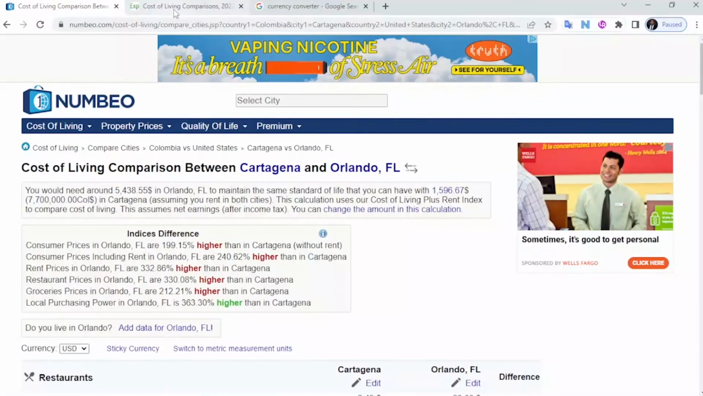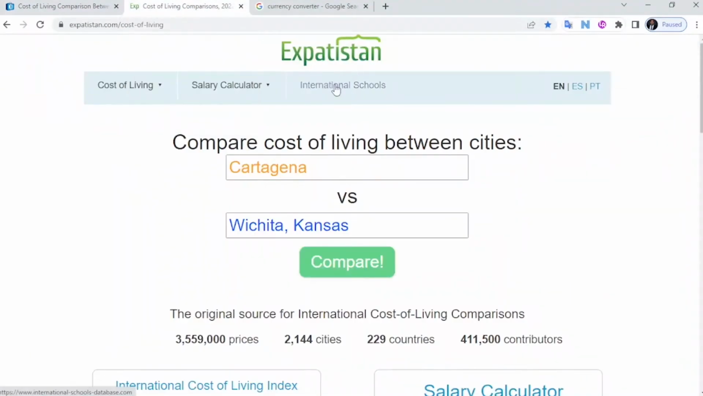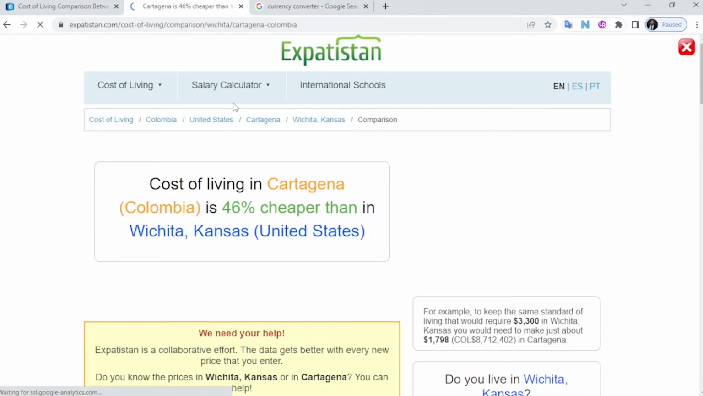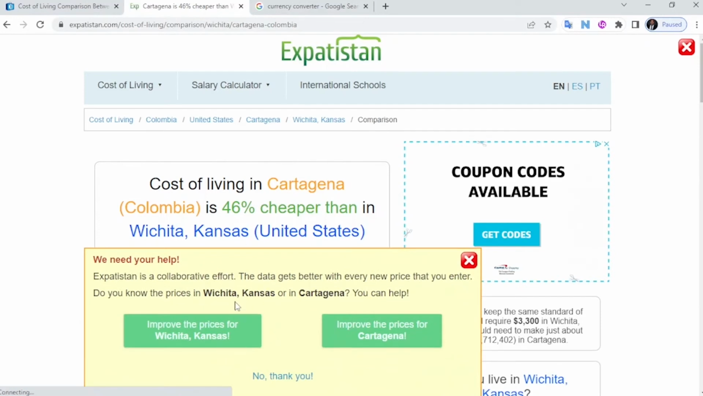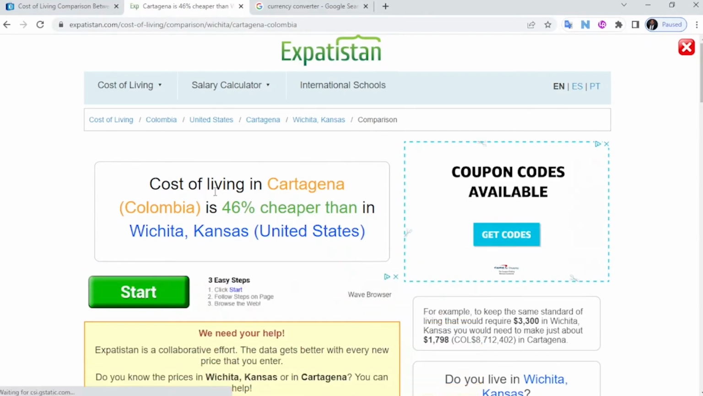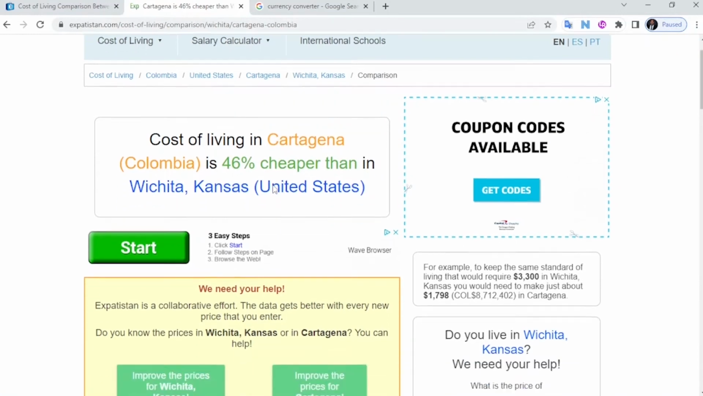And I'll look at the Expatistan one. We'll just do Wichita, Kansas, since it's already here, so we'll just pick that. This one seems like it loads a little bit slower. That could be my internet, but it breaks it down a little bit differently. It just says overall the cost is 46% cheaper than living in Wichita, Kansas, right?